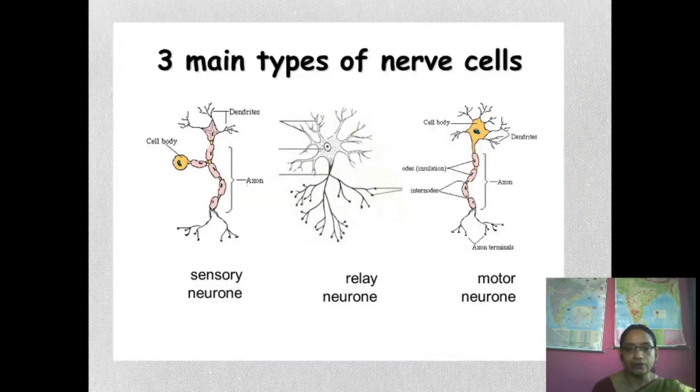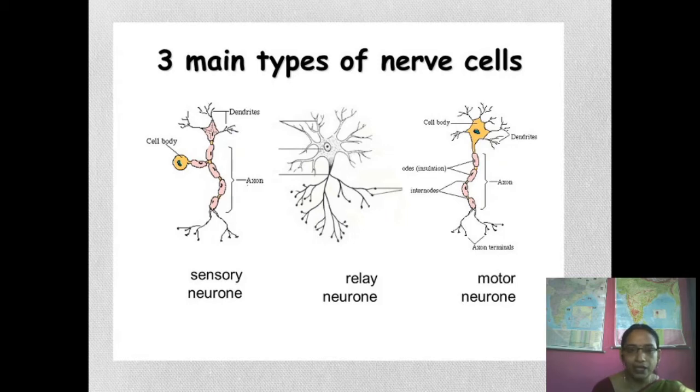Let us study now the different types of nerve cells. Nerve cells, according to their function, we can mainly divide into three. They are the sensory neuron, relay neuron and motor neuron. So what is the speciality of the sensory neuron? It is related to our sensory organs. So what are our sensory organs? Eyes, ear, nose, tongue, skin.